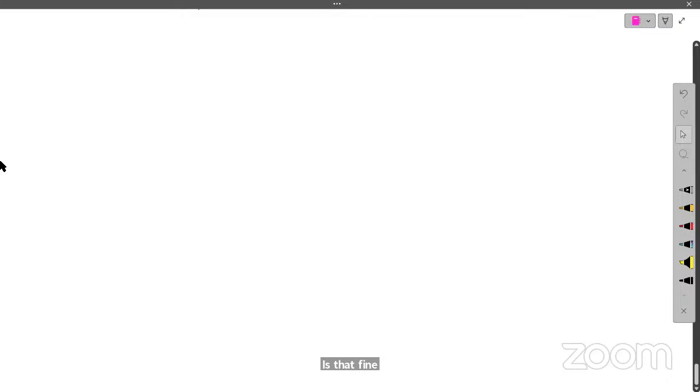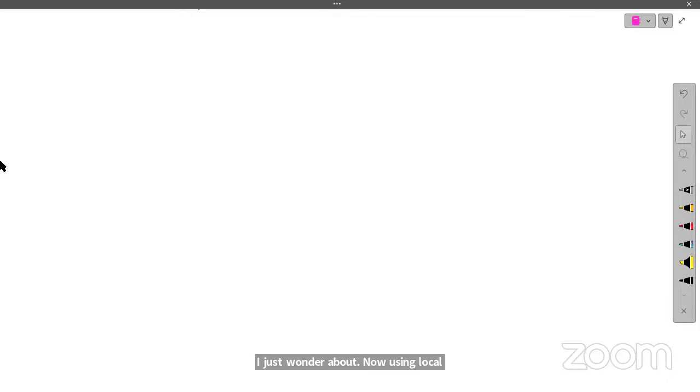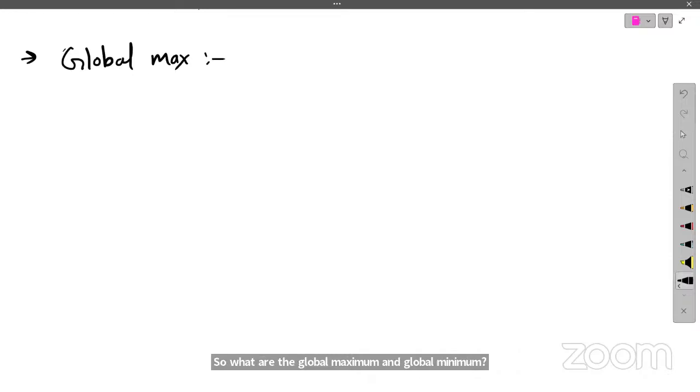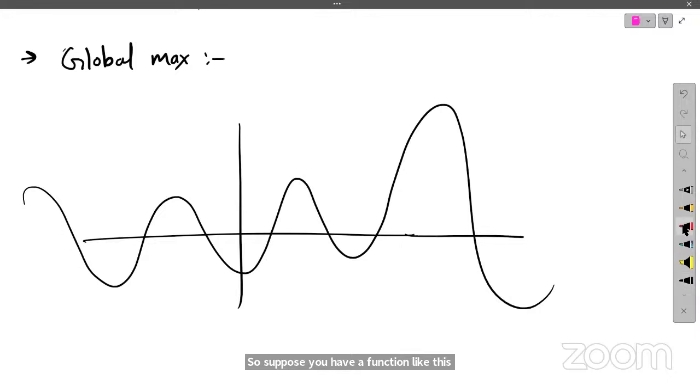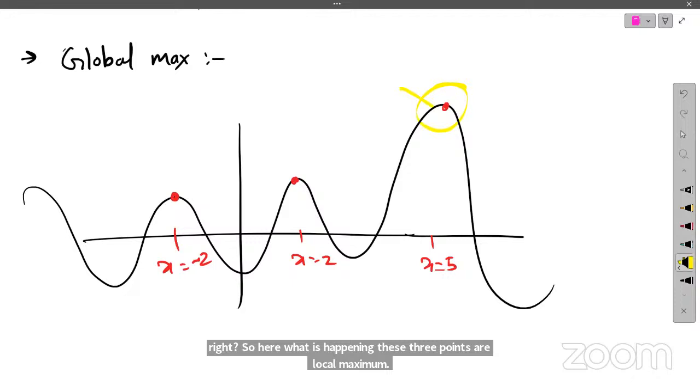Now using local maxima and local minima, we can actually find out global maxima and global minima. So what are the global maxima and global minima? Global maxima is the maximum among all the local maxima. So suppose you have a function like this. Here you observe that we have so many maximum values. Suppose x equals -2 is there, x equals 2 is there, x equals 5 is there. These 3 points are local maximum. But at x equals 5, we are getting the global maximum.